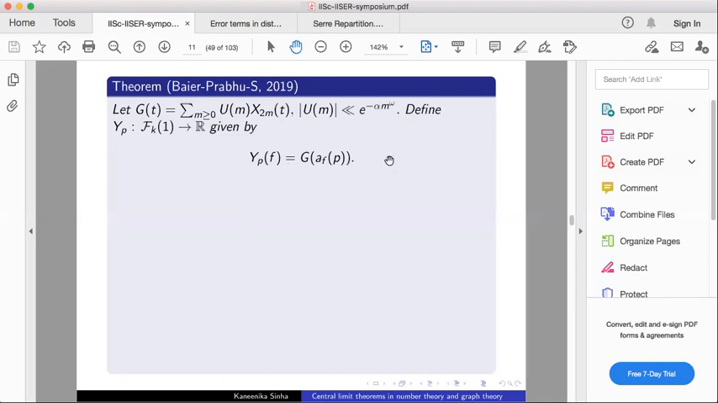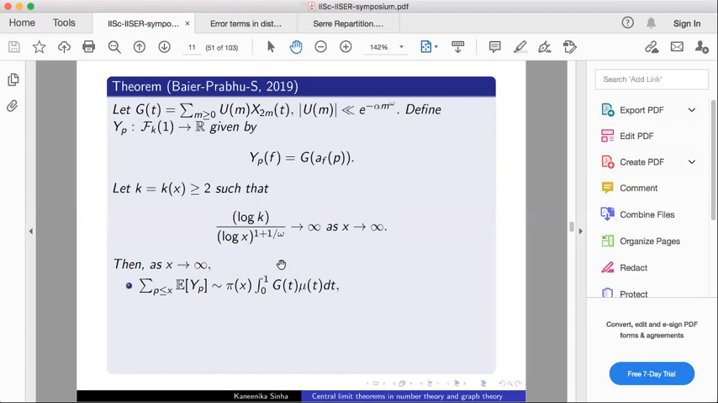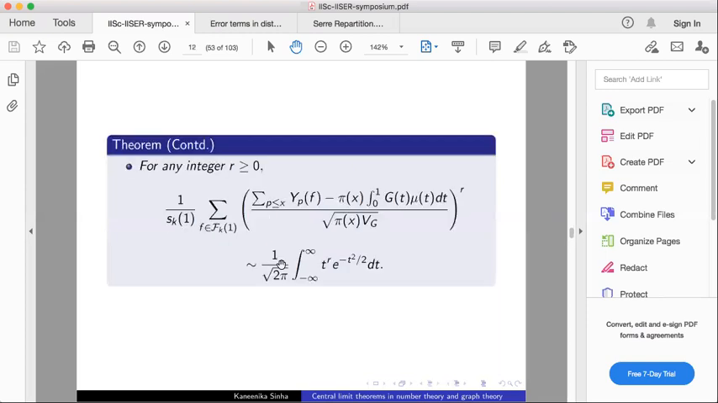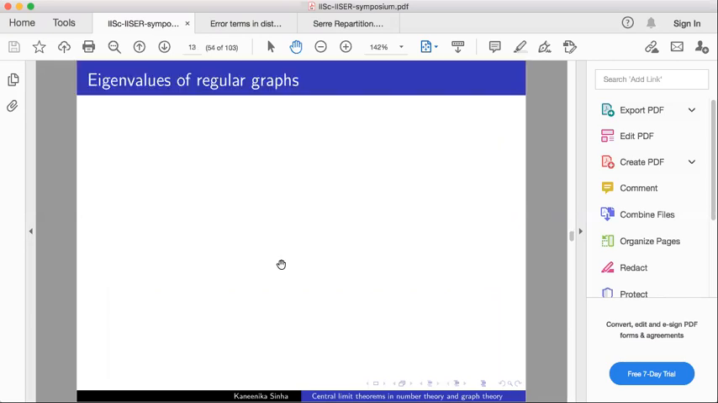So instead of taking chi sub I of a sub f of p, we are taking the value at this test function. And we showed that under much weaker growth conditions for the weights, we can derive a central limit theorem for these modified smooth random variables. So this was our theorem. Now we move to eigenvalues of regular graphs.